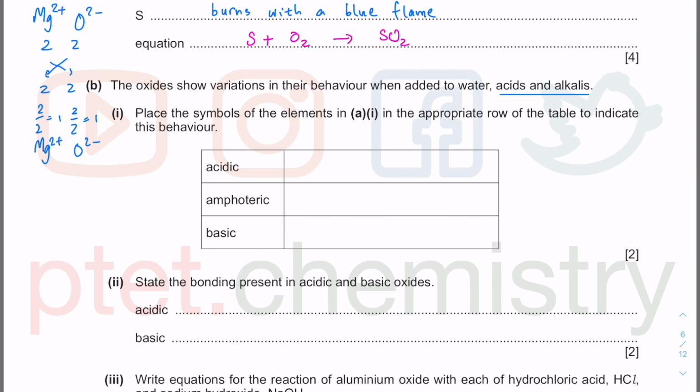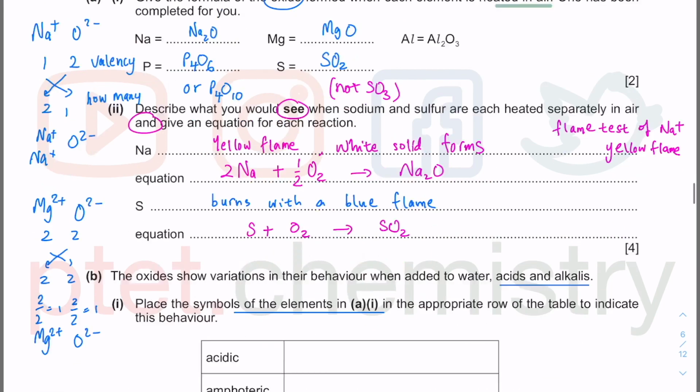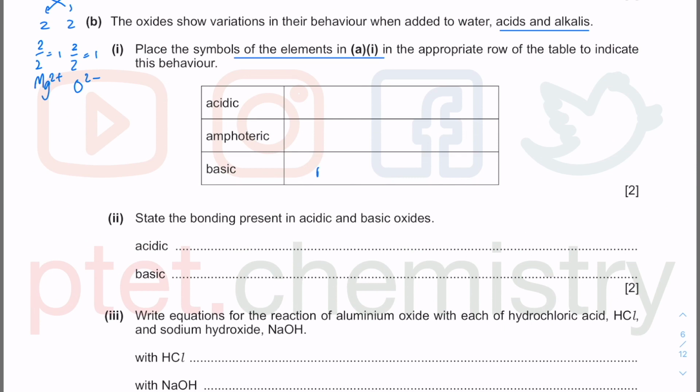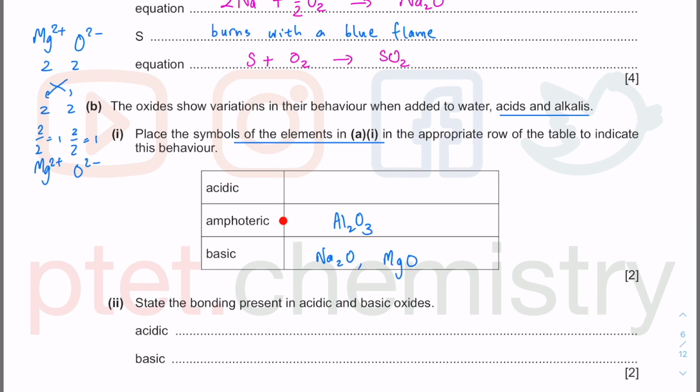So place the symbols of the elements. For the period 3 oxides, sodium oxide and magnesium oxide are basic oxides. So that is going to be Na2O and also MgO. Al2O3 is an amphoteric oxide. It is actually insoluble in water, but it's amphoteric because it reacts with acids and also bases to give you salts and water.